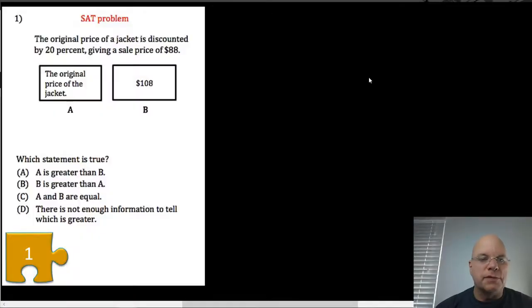This is the first page of your review for your upcoming test on proportional reasoning. Problem number 1 is from an SAT test preparation resource. It says the original price of a jacket is discounted by 20%, giving a sale price of $88. We're comparing the original price of the jacket to this quantity, $108. So I want to make a percent table, percent and dollars.